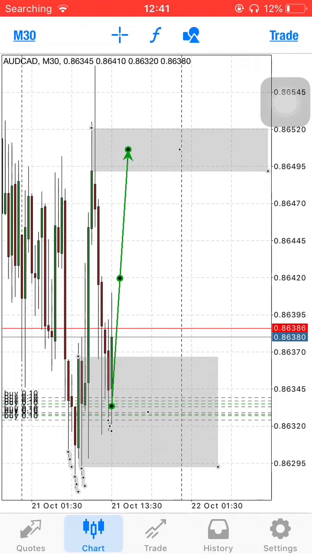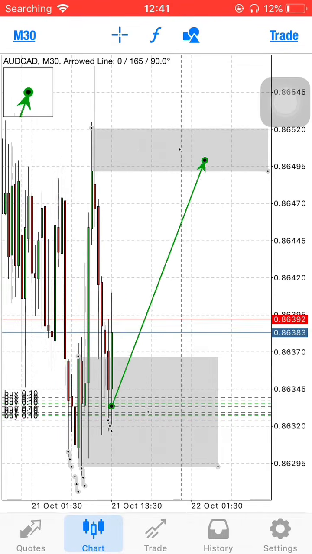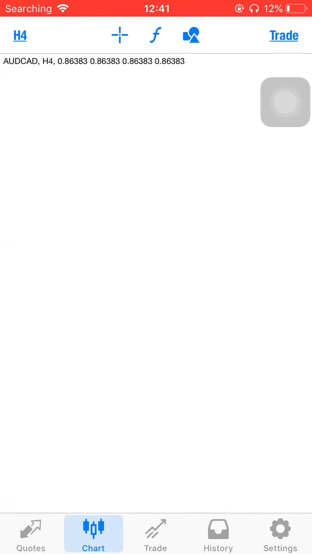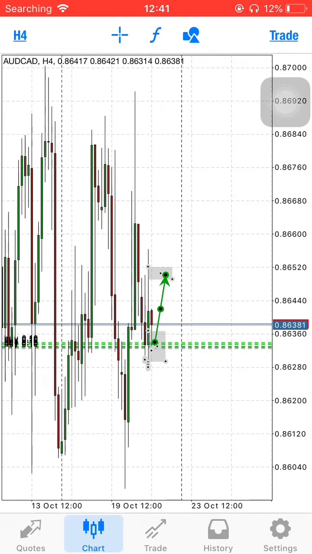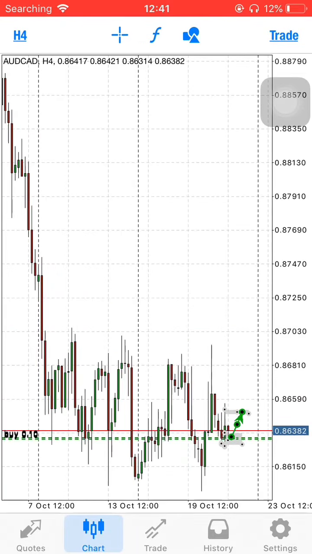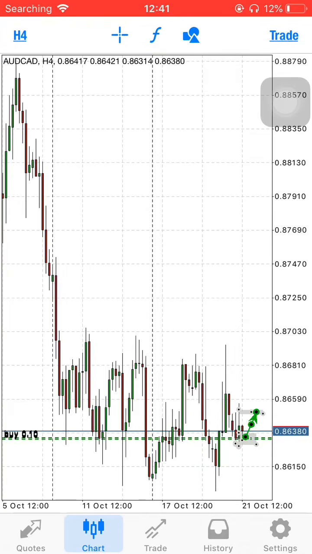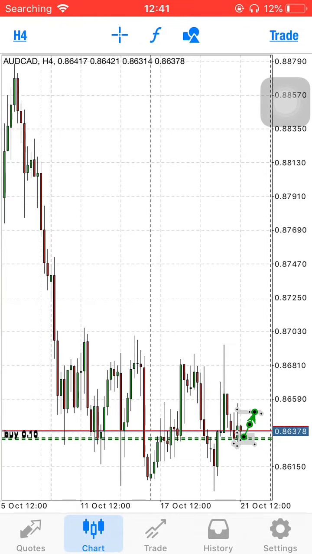Our supply is somewhere here, guys. We expect the price to go up there, then we can take our profit. But if we go on a 4-hour time frame, you can see it looks like this, and just a simple consolidation somewhere here. So I believe it's a very nice trade.